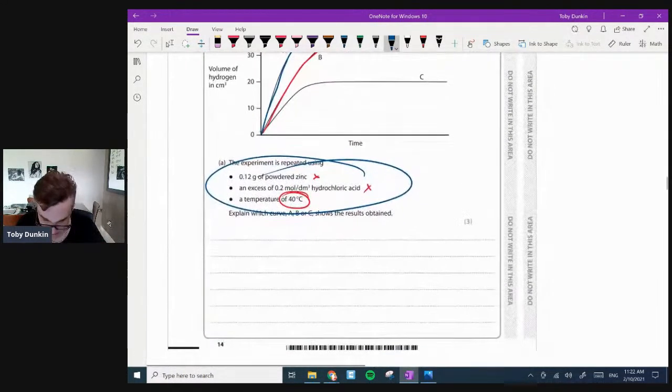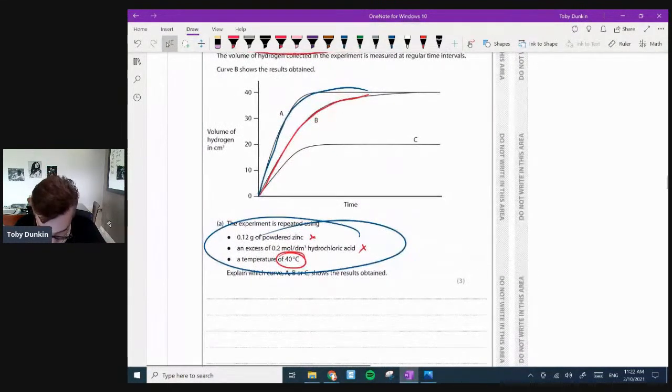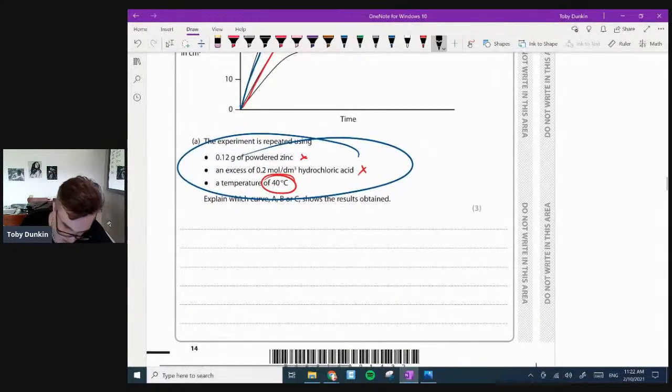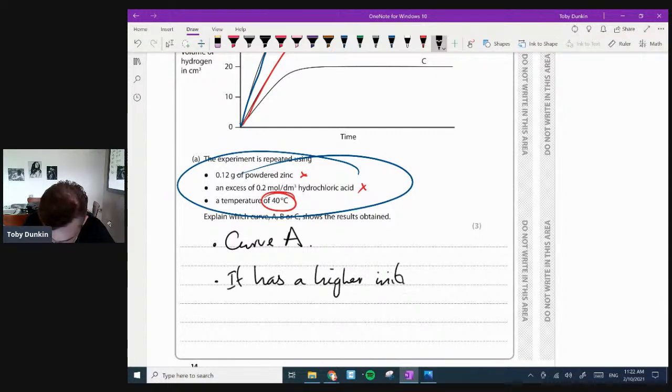And then they say explain which curve A shows the results obtained. Right, that's a horrible question. So it's going to be curve A, 1 mark for saying curve A. And then I'm going to say it is steeper. It has a higher gradient. It actually has a high gradient all the way through.